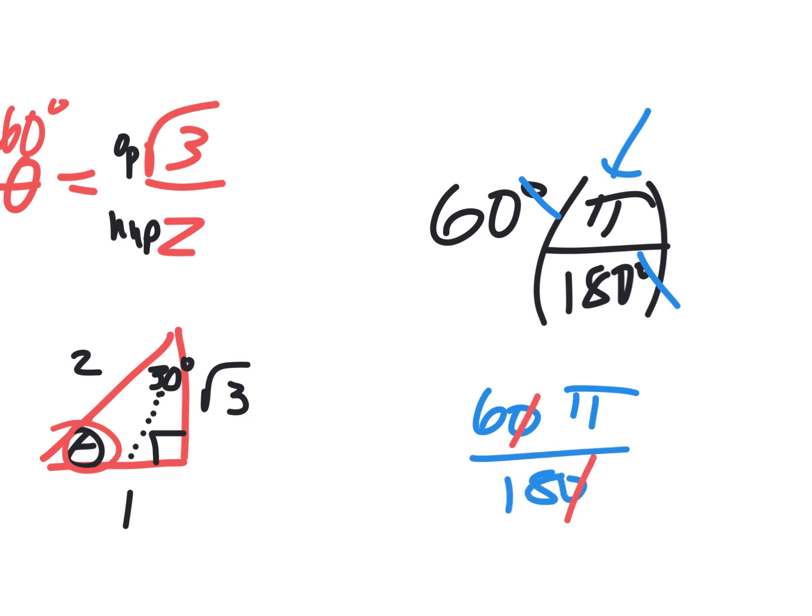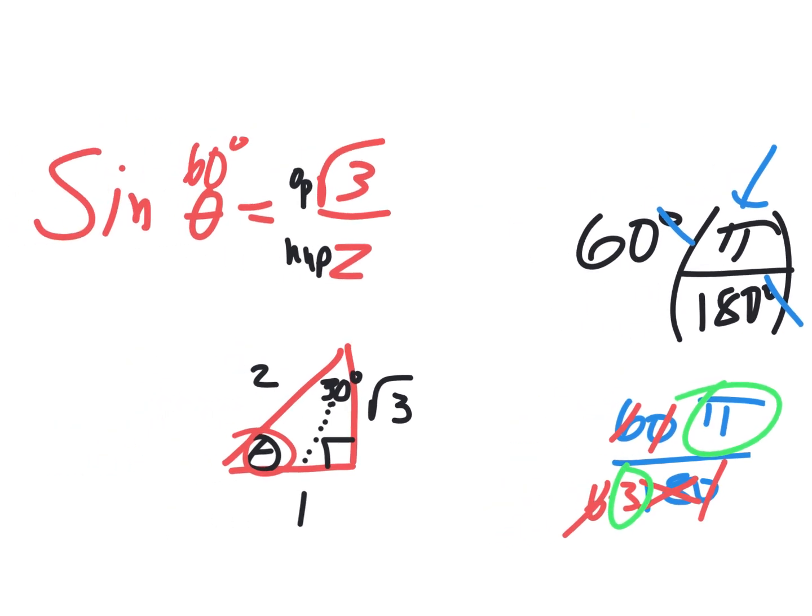6 over 18, ooh, I can do that. 18 is 6 times 3. 6 cancels, it's pi over 3. Pi over 3. And that's the final answer if you need radians. Pi over 3. I need to know if you're confident on this kind now. Give me a 5 if you're confident, a 1 if you're not at all. All right, good. Let's move on to a different kind then.